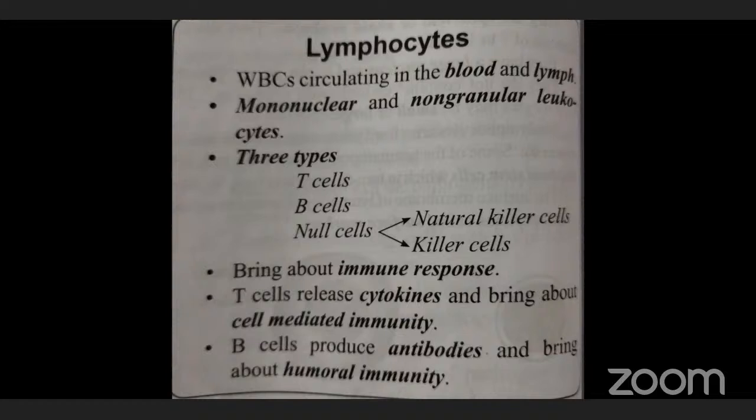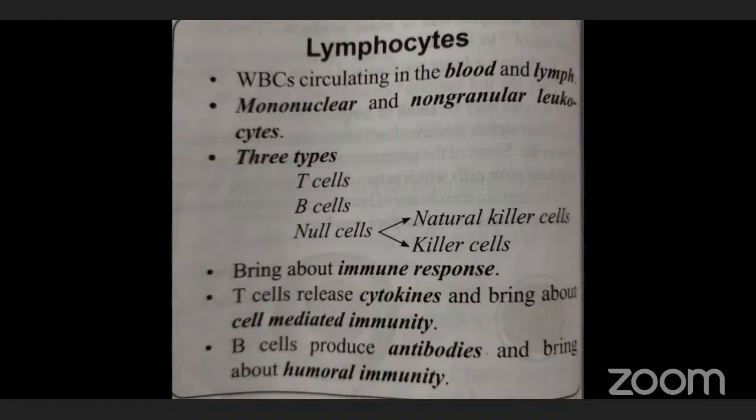The remaining thing I already explained. T cells are responsible for cell-mediated immunity. B cells are responsible for humoral immunity. Humoral immunity is also called antibody-mediated immunity. The next one is the B lymphocytes.